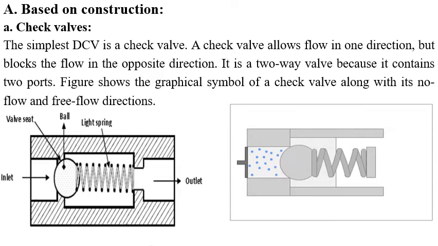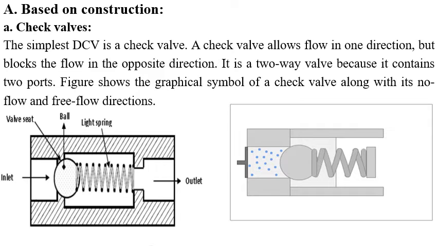Look at the animation. Here this is one of the animations, and here the ball travels, the flow travels like this. This liquid pushes the ball against the spring force. The flow will move like this towards the outlet. This is the working or operation of the check valve. Here the poppet is in the form of a circle shape or a ball shape. It is a ball type poppet valve.